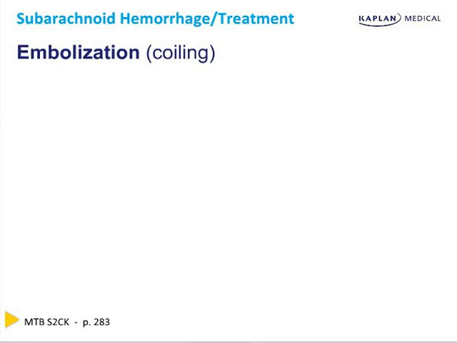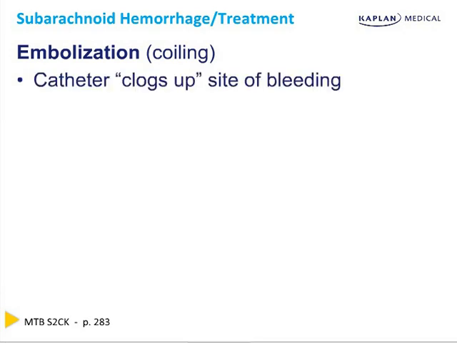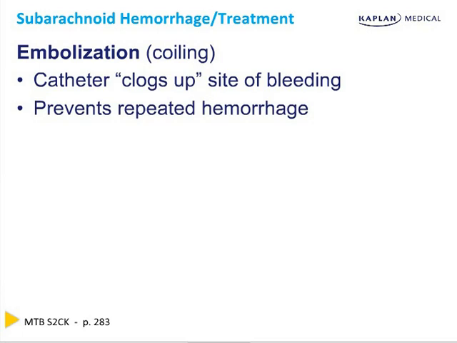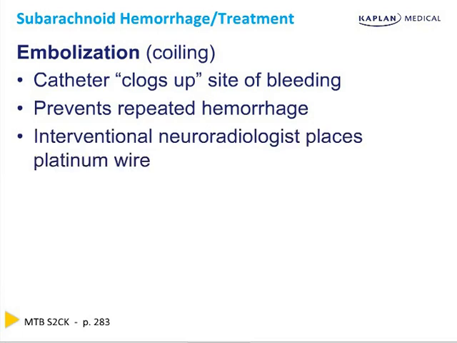In addition to using nimodipine, we've done the angiogram so that we can clog up the hole. 50% of people who rebleed will die. We do not want you to rebleed. When you wake up after that subarachnoid, the first thing out of your mouth should be, where is the angiogram suite? I want embolization. I want coiling. I want a catheter to clog up that side of bleeding. It will prevent me from rebleeding. It will prevent me from dying.